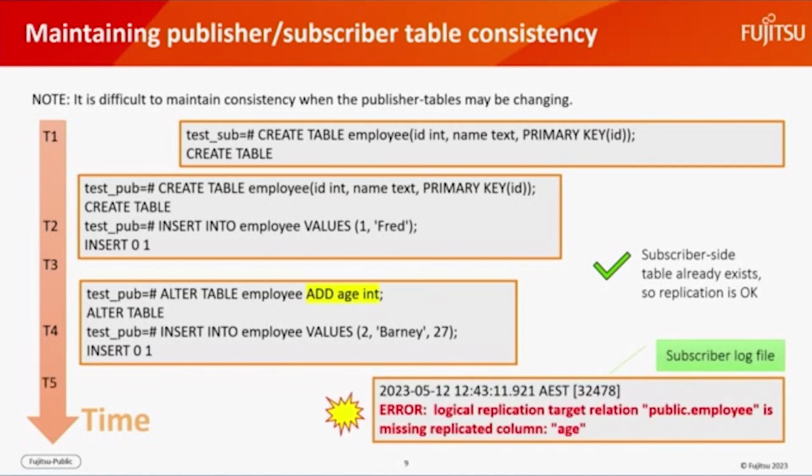And so we'll get another apply worker error, this time telling us about the missing column. It's another one of these errors, and we'll keep getting that error again and again.